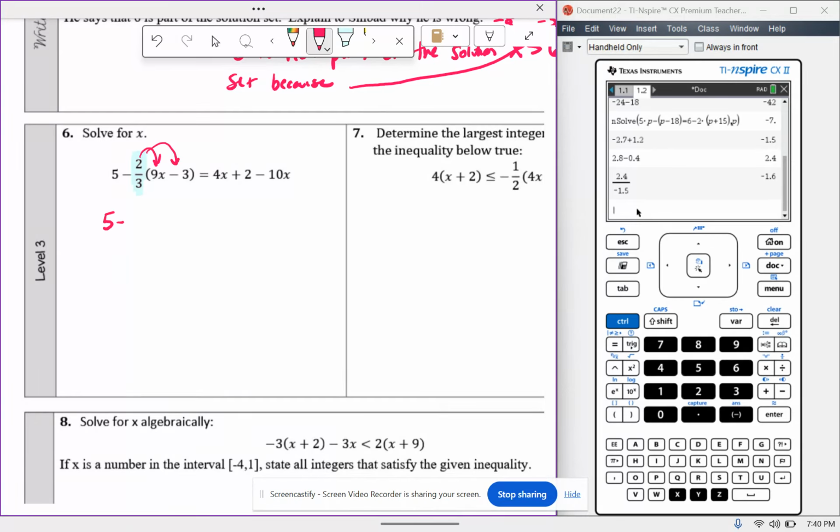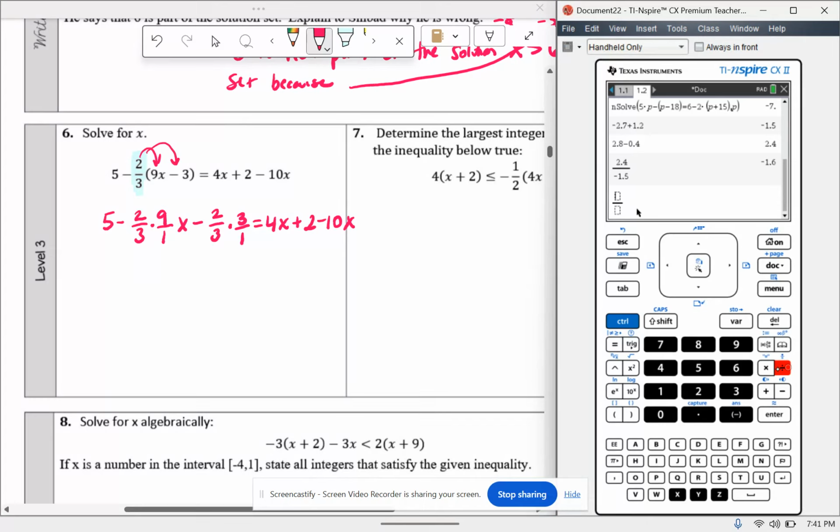So I get 5 minus 2/3 times 9 is, I don't know, but I'm going to type it in my calculator, minus 2/3 times 3. All right, so we're going to type both of those in our calculator. So I've got 2/3. I don't need to put the over one. I just do that to organize it. That's 6. Oh, nice. It comes out to a nice number. So this came out to a 6.